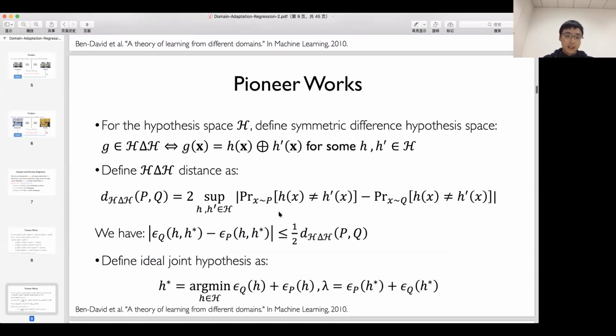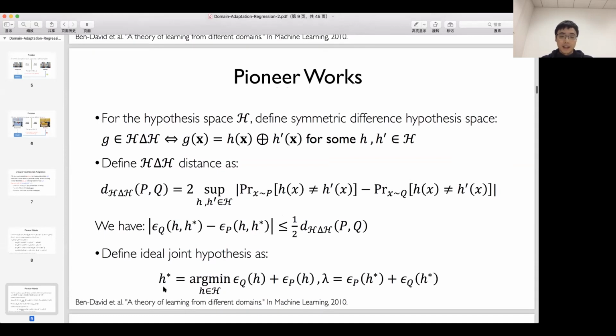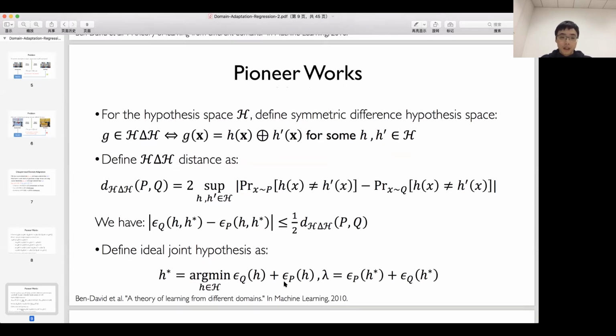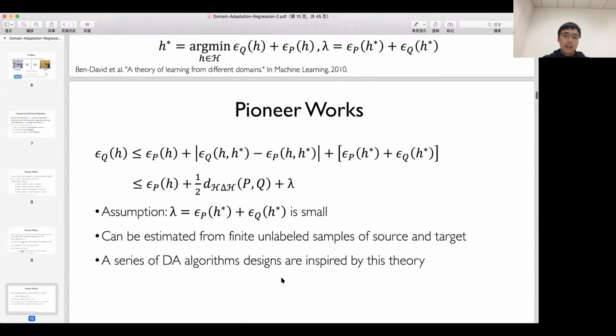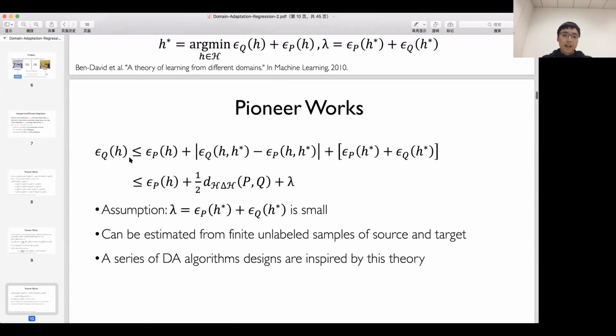And then Ben-David defined the ideal joint hypothesis as h star. h star means that we find a hypothesis from hypothesis space H that has the smallest error on distribution P and distribution Q. With this definition, we can explain this bound: the target error can be bounded with the source error, the discrepancy between source and target, and the ideal joint hypothesis error.